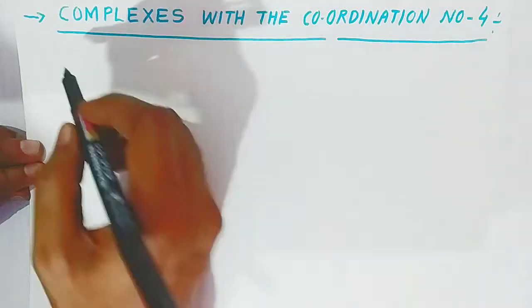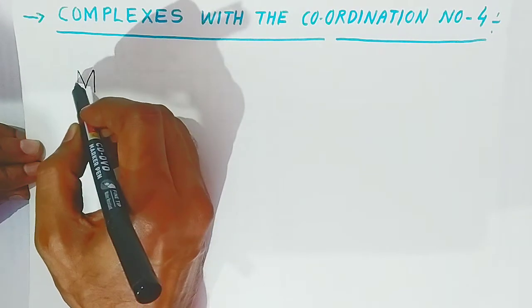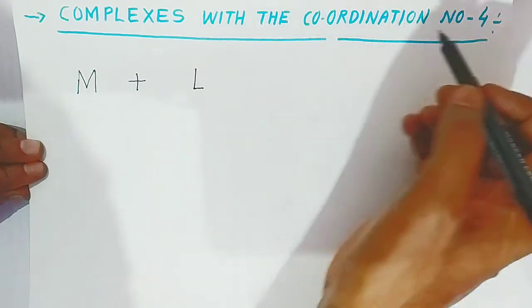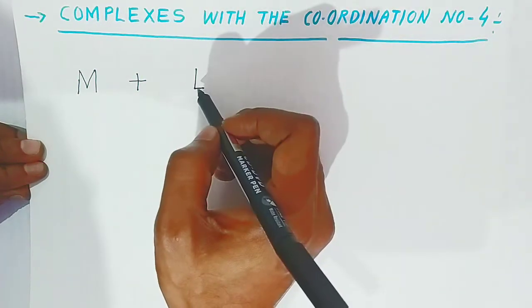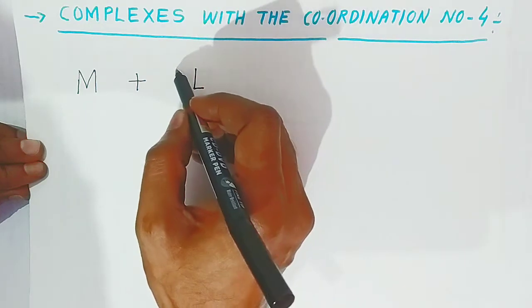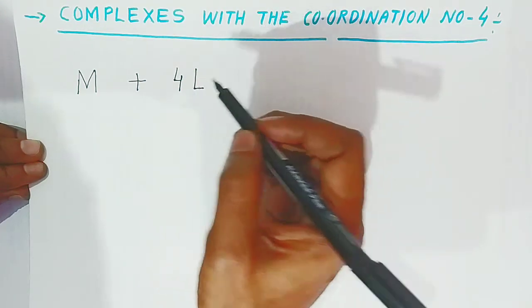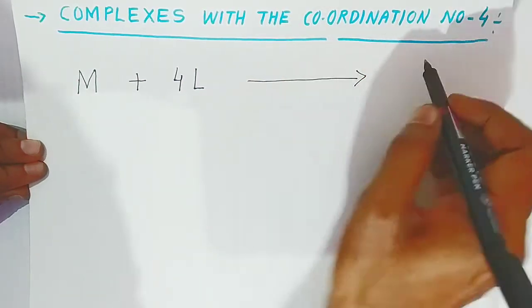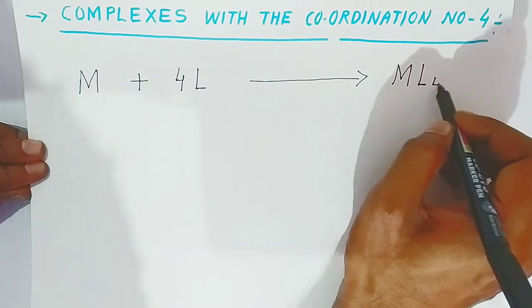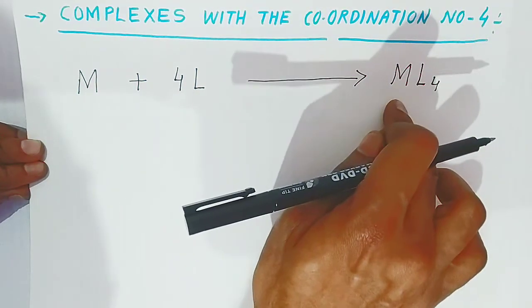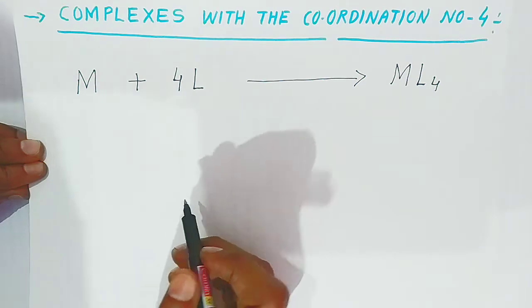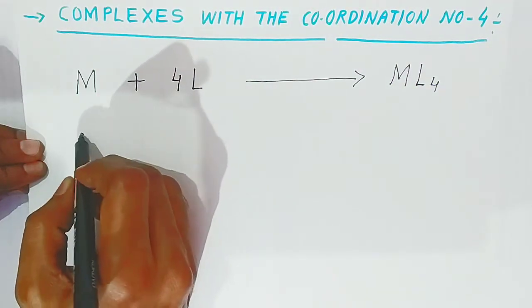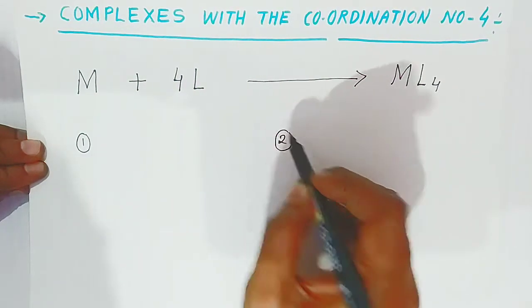Here the central metal atom we call capital M, and the ligand we show with capital L. Because the coordination number is 4, each of the 4 ligands provides one pair, so it forms the compound ML4. That is why it is called coordination number 4. This is the complex formed. Its structure may be tetrahedral or square planar.